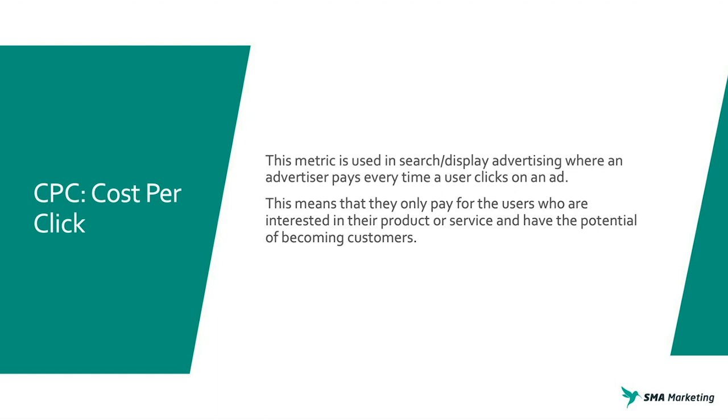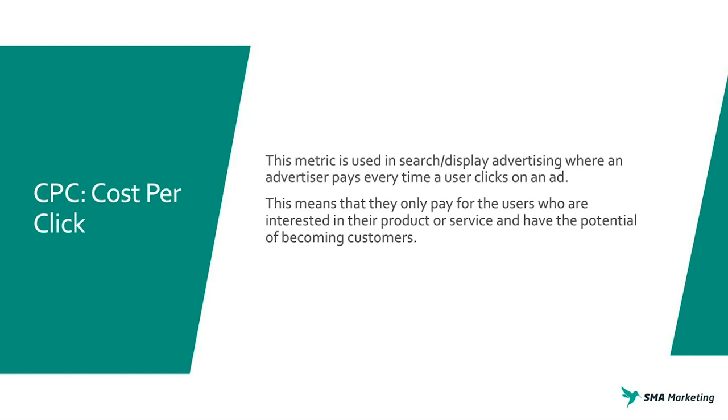So the first one we're going to look at has typically to do with search and display advertising, and this is cost per click. This is where the advertiser will pay every time a user clicks on an ad. A lot of companies like to use this because they're only paying for users who are interested in their products or services based on the keywords that they're bidding on, in the placement they're trying to get.